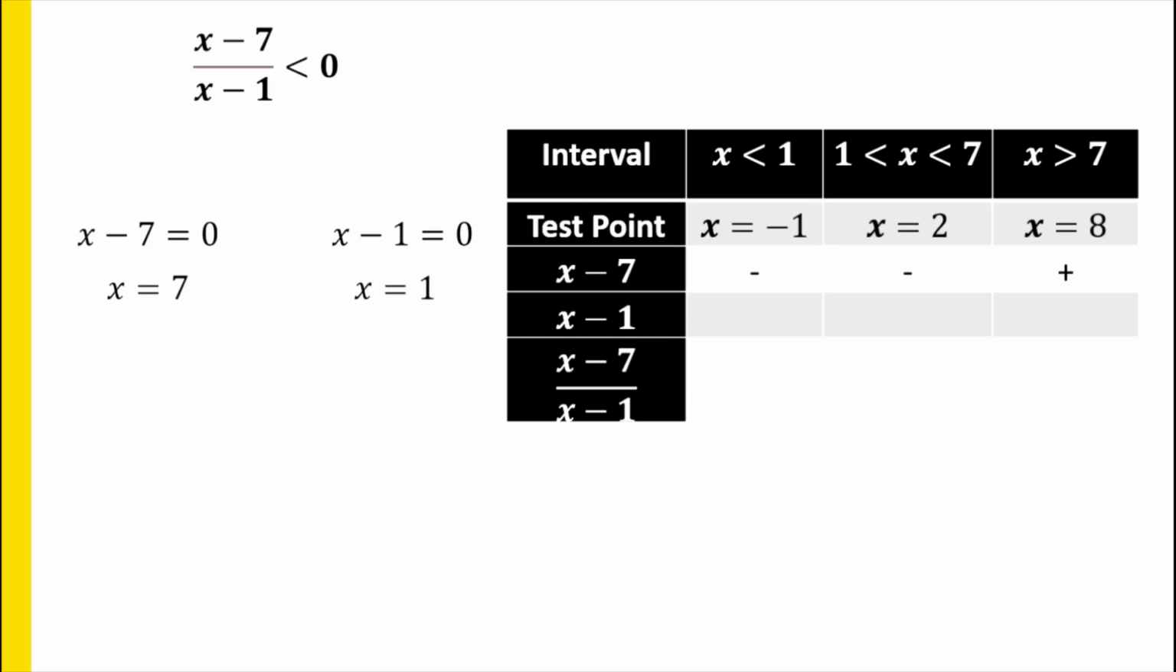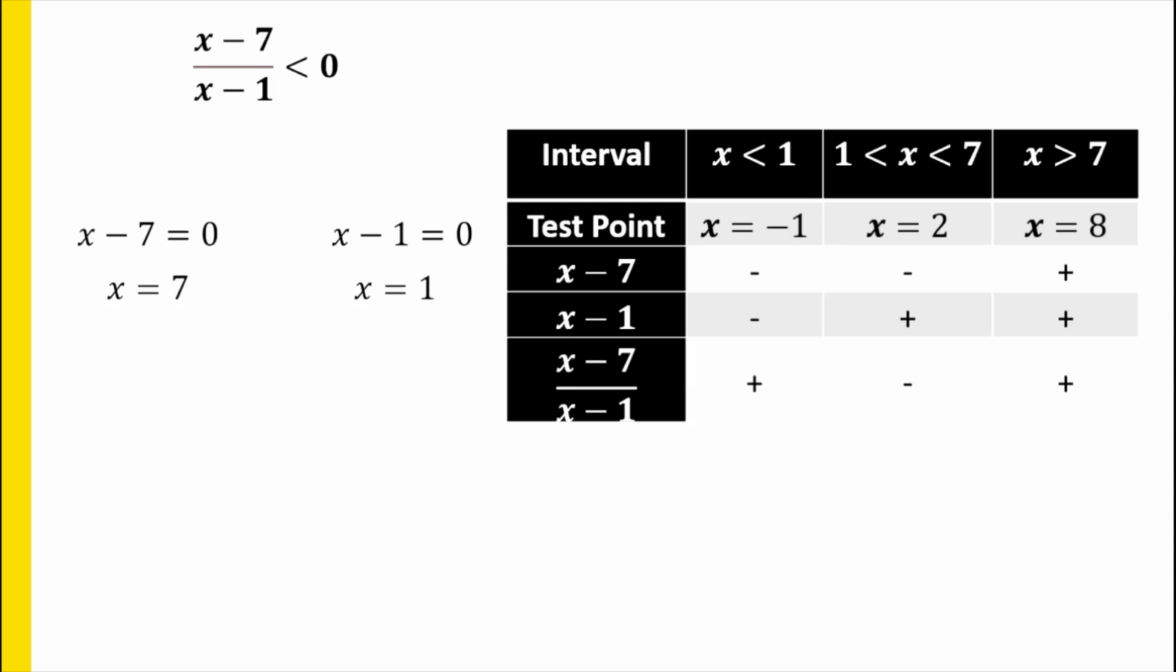And then for x minus 1, -1 minus 1, that's -2, so the sign is negative. Then x is equal to 2, that's 2 minus 1, so that's 1, positive. And then 8 minus 1, obviously it's 7, positive. And then all we need to do is to multiply the signs on each column here. So negative times negative, that's positive. Negative times positive, that's negative. And then positive times positive, of course, it's positive.